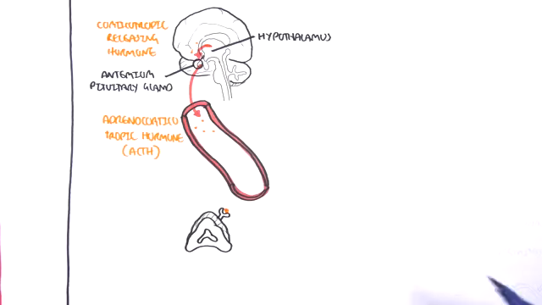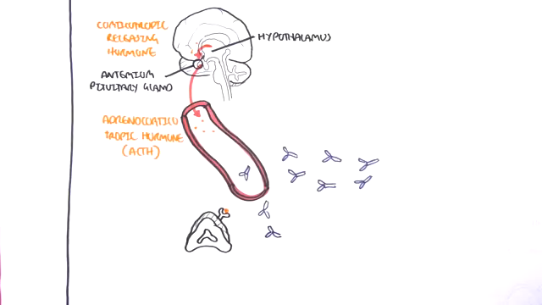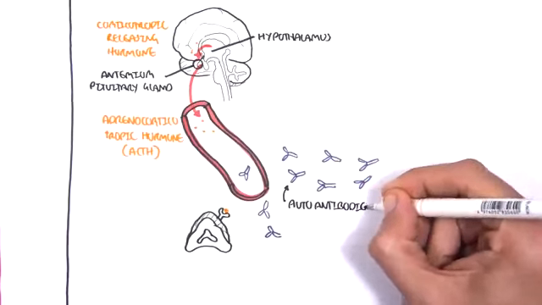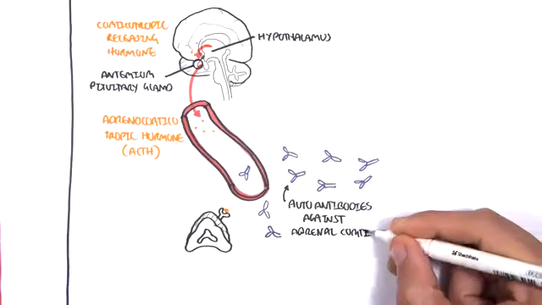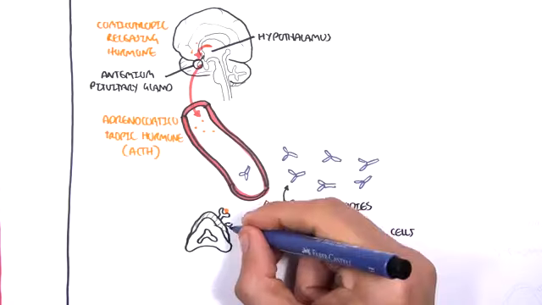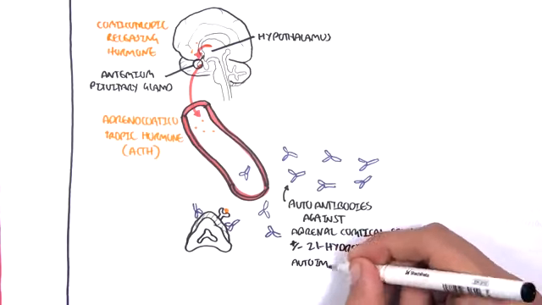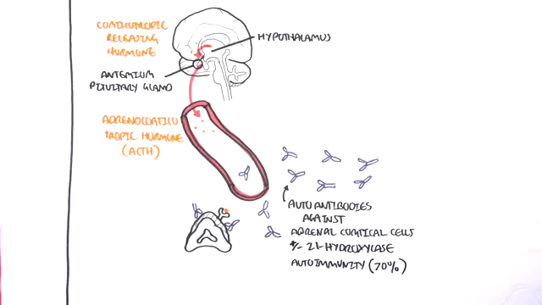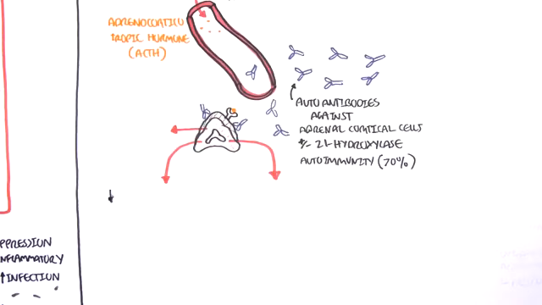The main cause of primary adrenal insufficiency, and therefore the main cause of Addison's disease, is antibodies being produced against adrenal cortex cells, as well as plus minus 21-hydroxylase enzyme within the adrenal gland. And this antibody production actually accounts for 70% of cases of Addison's disease. The autoimmune attack of the adrenal cortex causes damage and therefore reduces the production of the mineralocorticoids, glucocorticoids, and androgens.